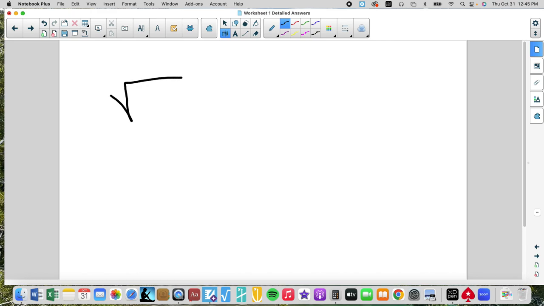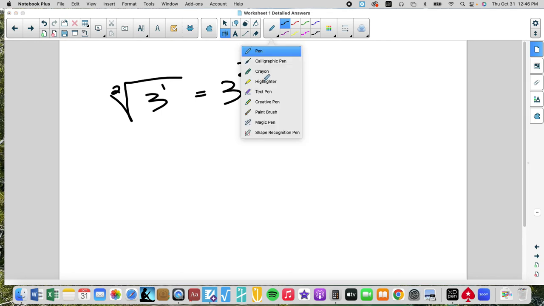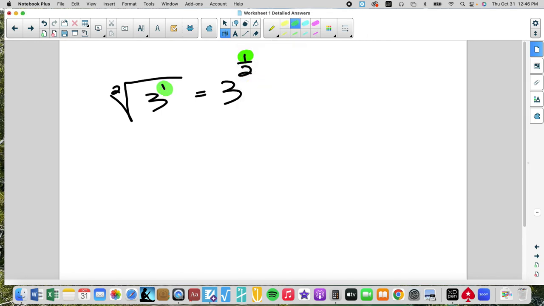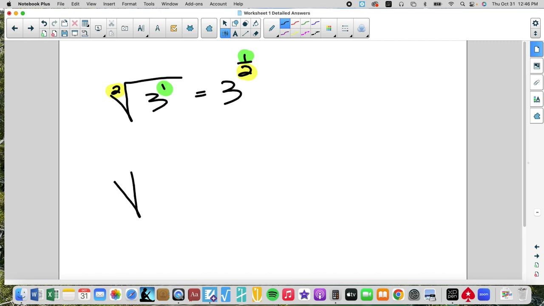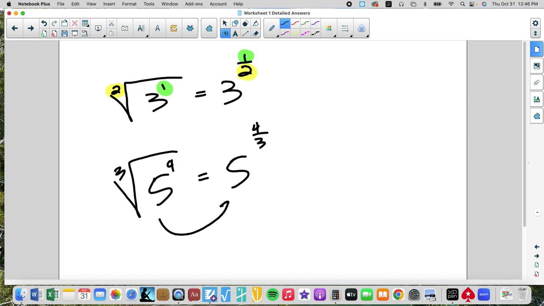So when we have the square root of 3, there's a 1 here and a 2 here, so that is to the 1/2. The exponent goes in the numerator, and the radical goes in the denominator. If I get something like the third root of 5 to the 4th, that's going to equal 5 to the 4/3. This is radical form to exponent form, and we can go back and forth.